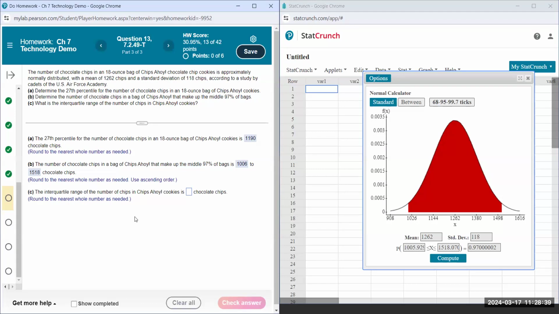For part C, excuse me, you have to remember what this interquartile range is, which we abbreviated as IQR. And that's Q3 subtract Q1. So the third quartile subtract the first quartile. So I have to find what the third quartile is, and then what the first quartile is. So let's do back to standard.